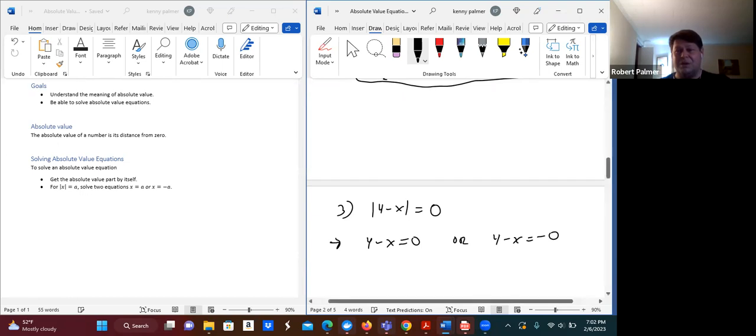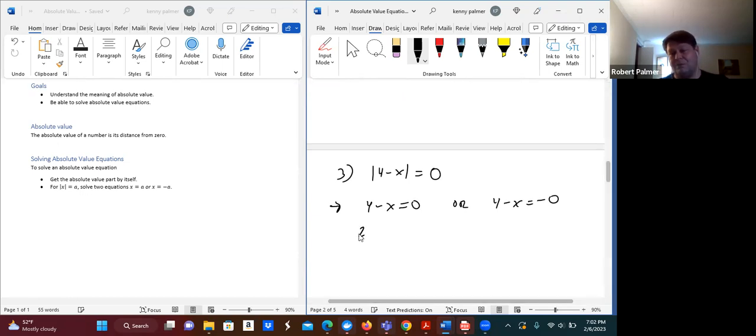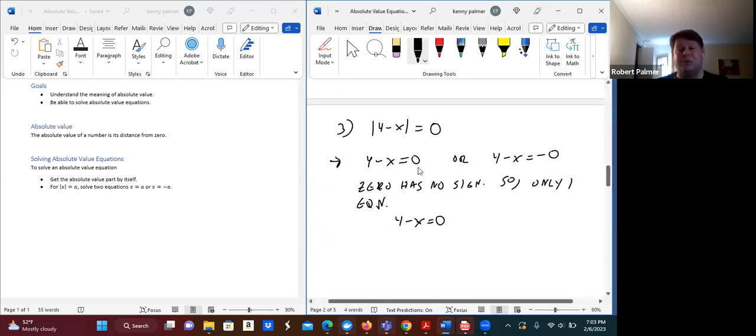But if you remember, 0 isn't positive or negative. 0 has no sign. So both of these are the same equation. So we have only one equation because they're both the same: 4 minus x is equal to 0. This is one of the rare cases where we only have one solution. Because it's equal to 0, the distance from 0 is 0, so it kind of makes sense we only have 1.